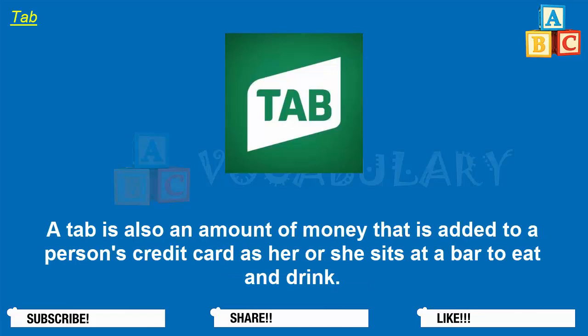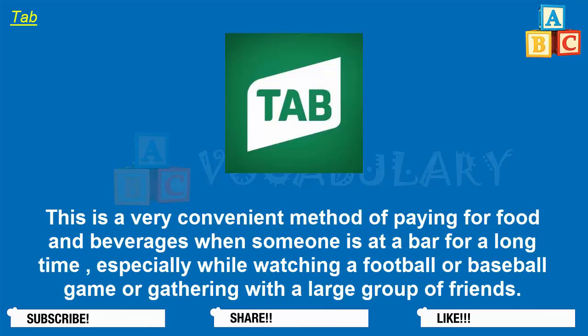A tab is also an amount of money that is added to a person's credit card as he or she sits at a bar to eat and drink. This is a very convenient method of paying for food and beverages when someone is at a bar for a long time, especially while watching a football or baseball game or gathering with a large group of friends.